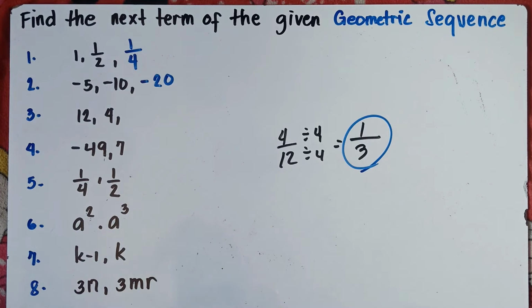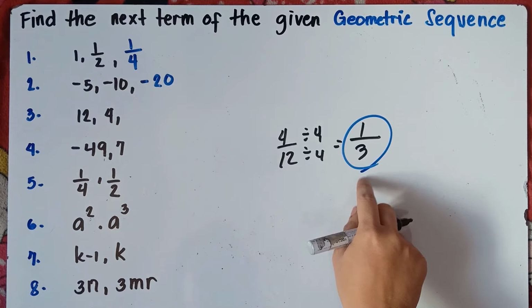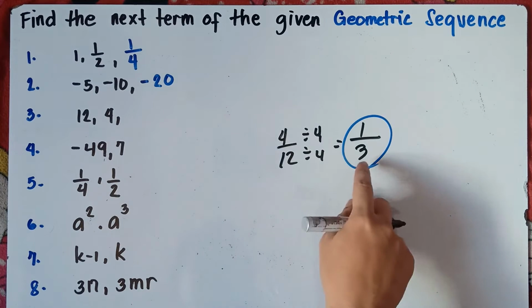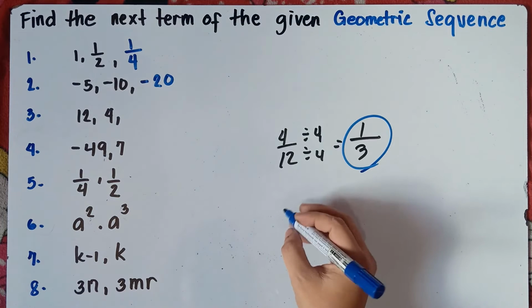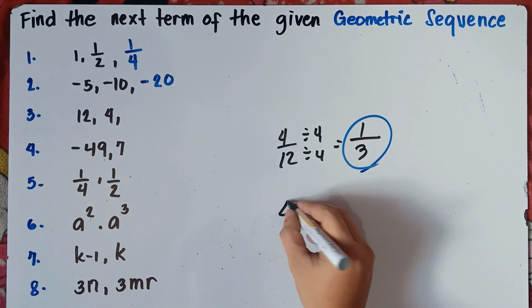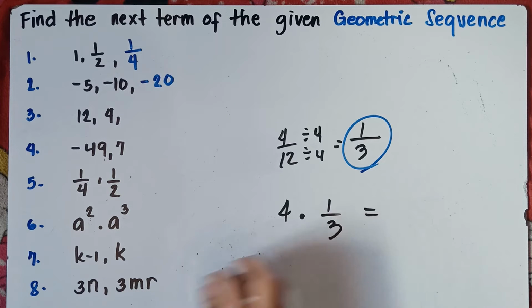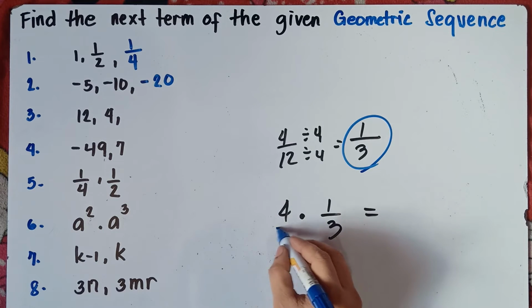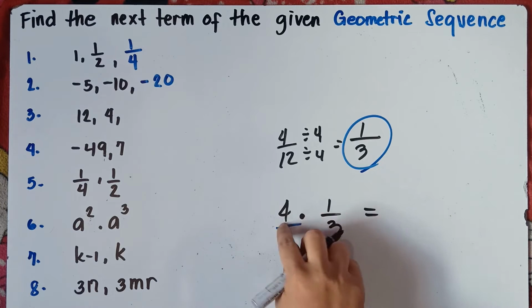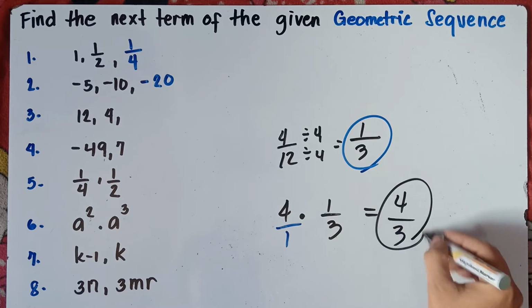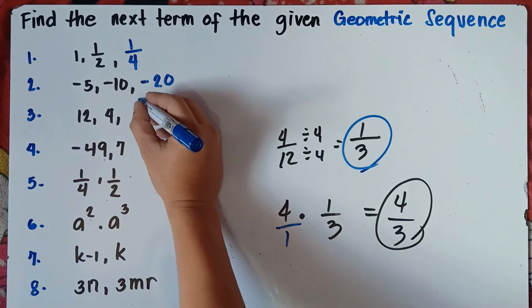So to get the next number, since you have the common ratio, to get the third term, you simply multiply 4 by 1/3. So 4 times 1/3 will be 4 times 1. Understand that any whole number has a denominator of 1. So 4 times 1 is 4, 1 times 3 is 3. So the next number is 4/3, 4 over 3.